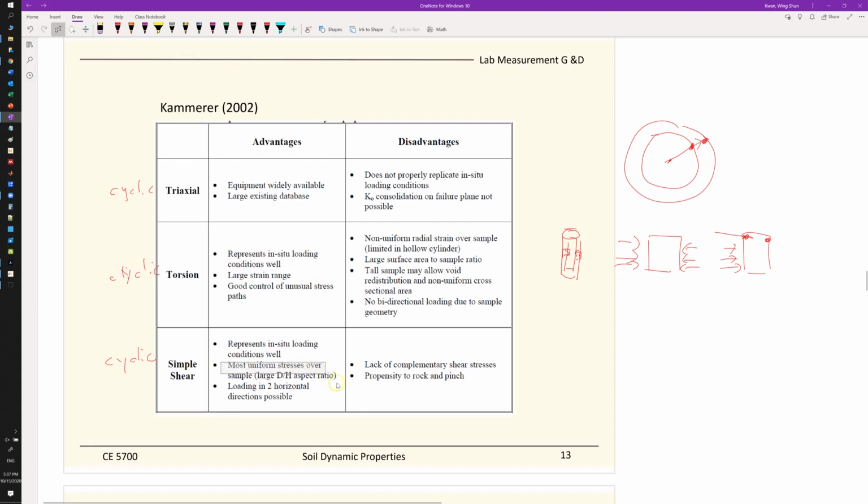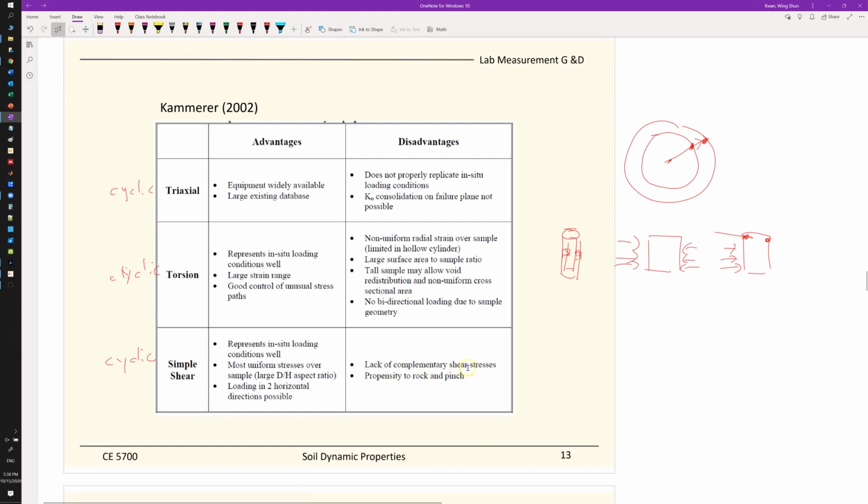This one means you don't have a cylinder type of specimen like a triaxial or torsional shear, but you have short but wide specimens. So at least in the vertical direction, you have a shorter dimension. So the vertical stress distribution along the vertical direction is more uniform compared to the other two. And for cyclic simple shear, research equipment is available with two-direction loading, which is nice.